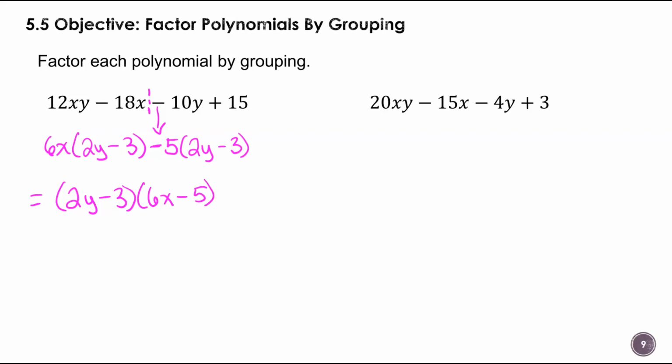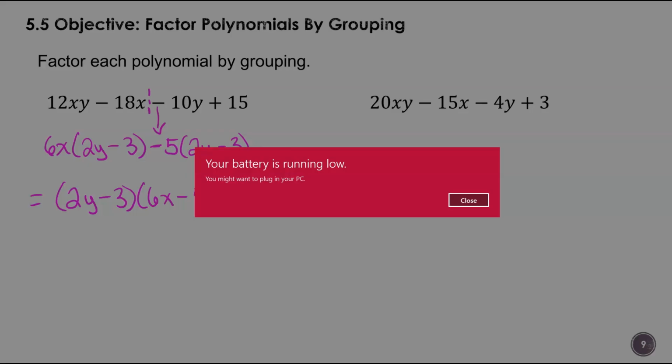Now, one of the questions I get from students is, do I have to write it in this order? And you don't, right? I write it in this order because we are factoring out a common binomial, so I put that first. But if you write this as 6x minus 5 times 2y minus 3, it means the same thing, because remember, multiplication can be done in either order, right? I can take 2 times 3 or 3 times 2 and I get the same number, 6. Okay, next.